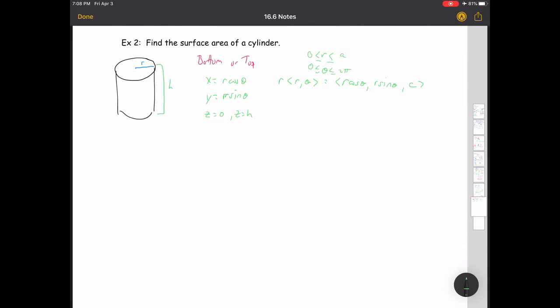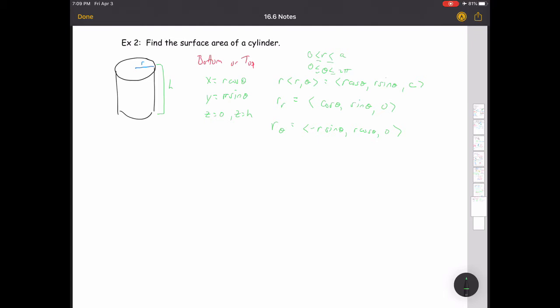Okay, what we need is r sub r. We need the partial of this thing with respect to r. So the partial of the r function with respect to r is going to be cosine theta, sine theta, 0. We're going to need the partial of r with respect to theta. The partial of r with respect to theta is going to be negative r sine theta, r cosine theta, and then a constant again is 0.